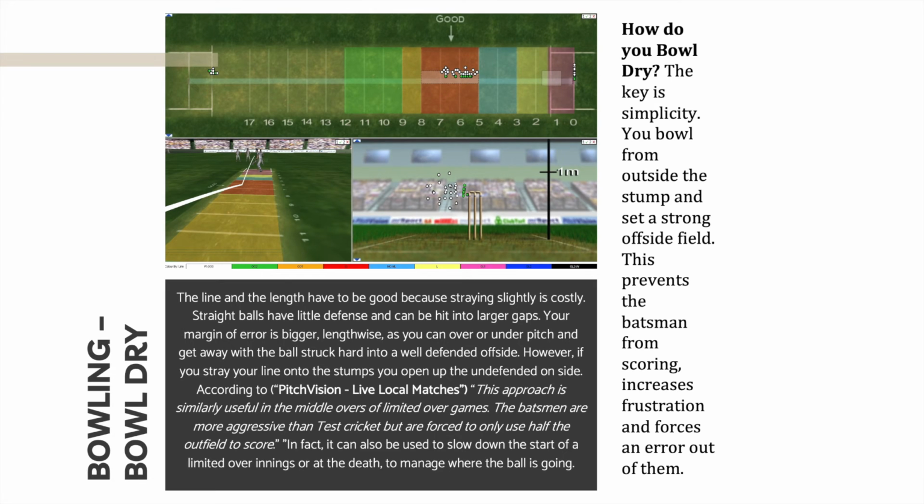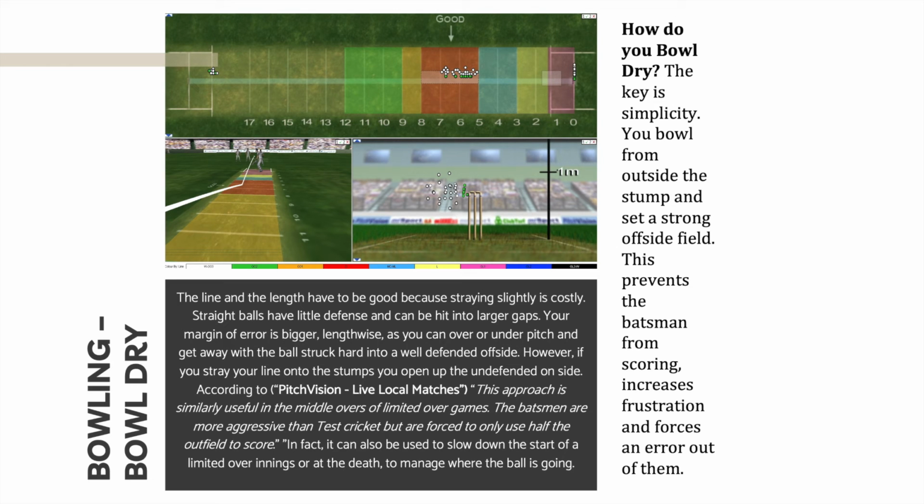How do you bowl dry? The key is simplicity. You bowl from outside the stump and set a strong offside field. This prevents the batsman from scoring, increases frustration, and forces an error out of them. There is one main aspect when it comes to this tactic: areas to hit. The line and length have to be good because straying slightly is costly.